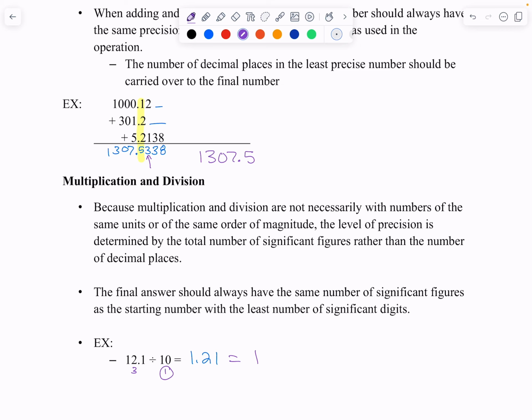Now, if I divided by 10.0, I could keep all 3 sig figs because they'd all be significant or measured. But right now, it's not, so I can only keep the 1. And a lot of people don't like that, but that's the way it is.